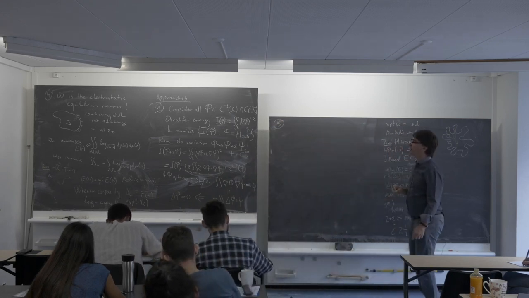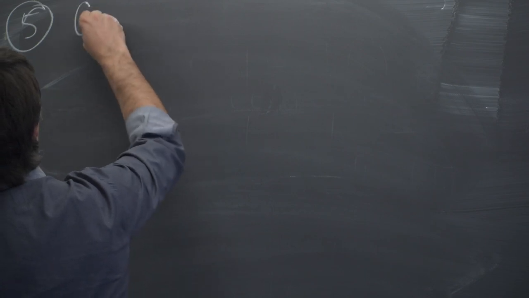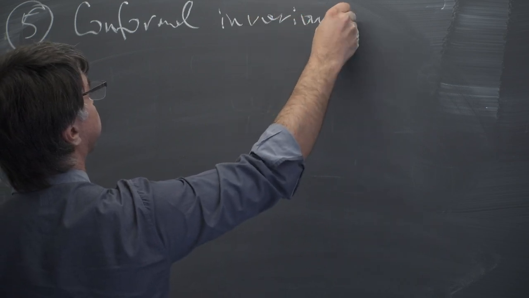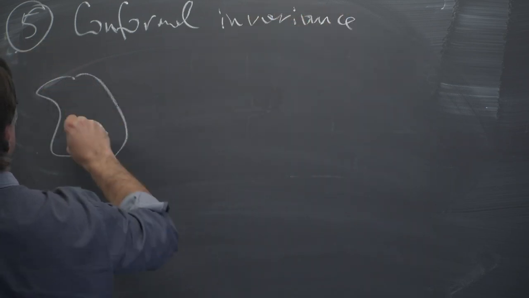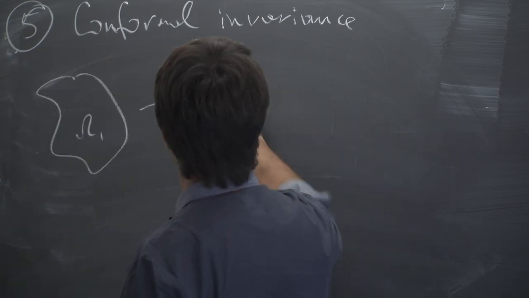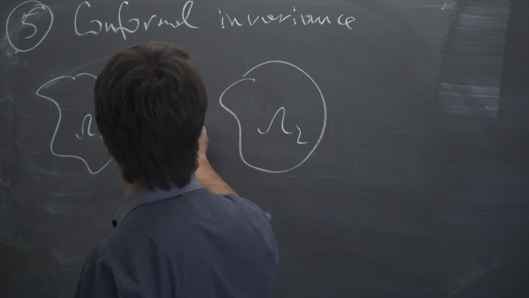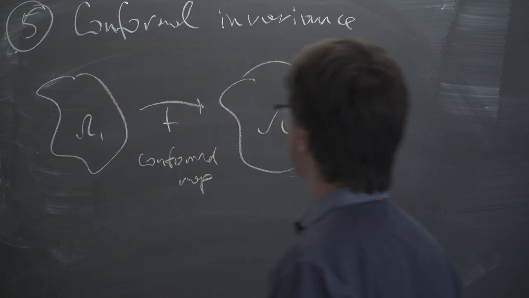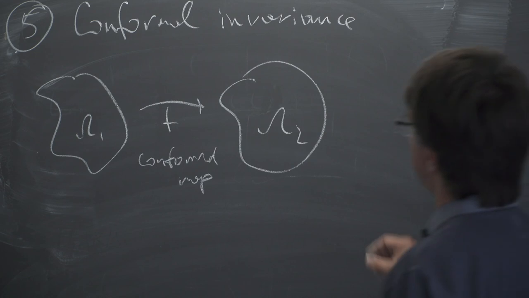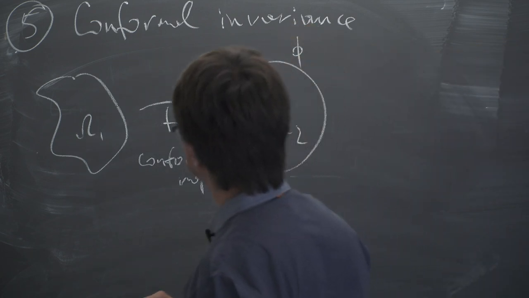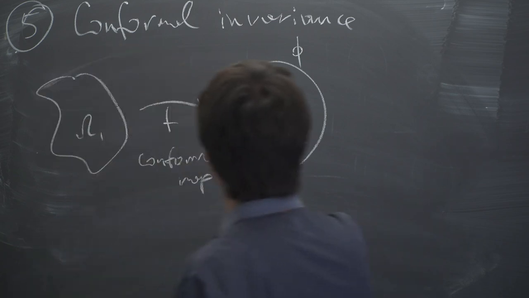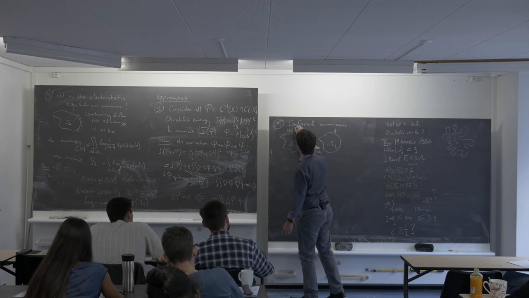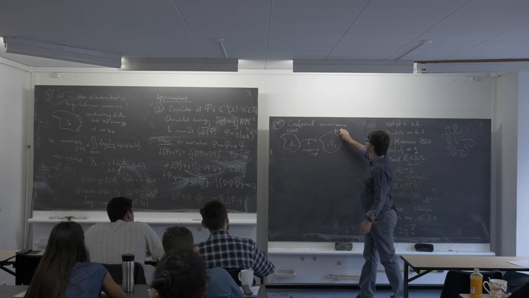So the other one is the approach by conformal invariance. Suppose that I have one domain omega 1, and I have another domain omega 2, and I have a conformal map F. So if I have a function phi here, I can write the function phi of F of z on the boundary. Let's say phi of u.